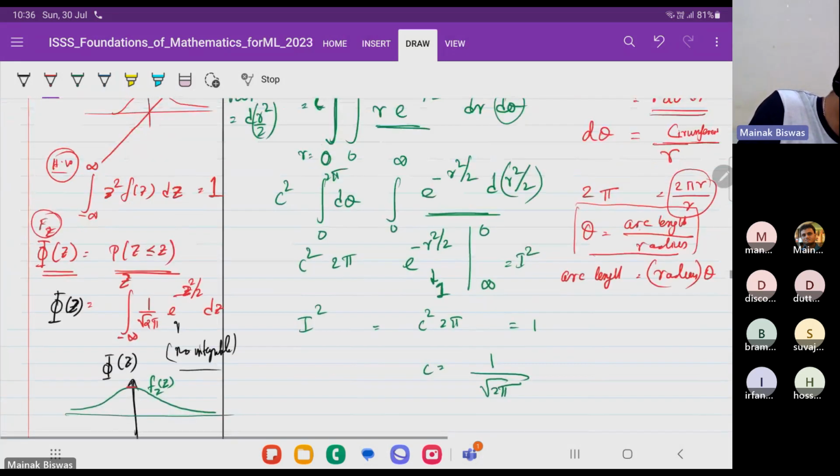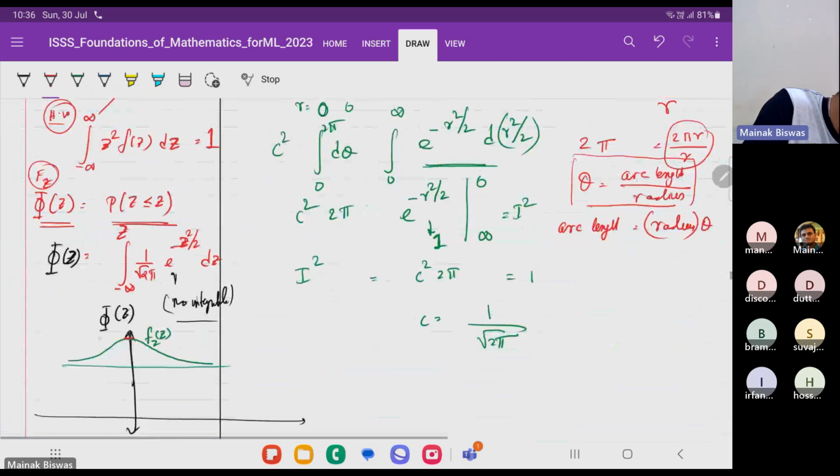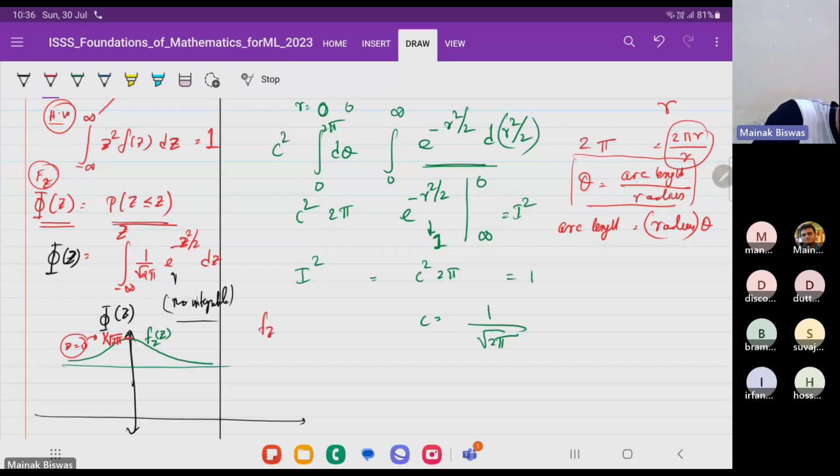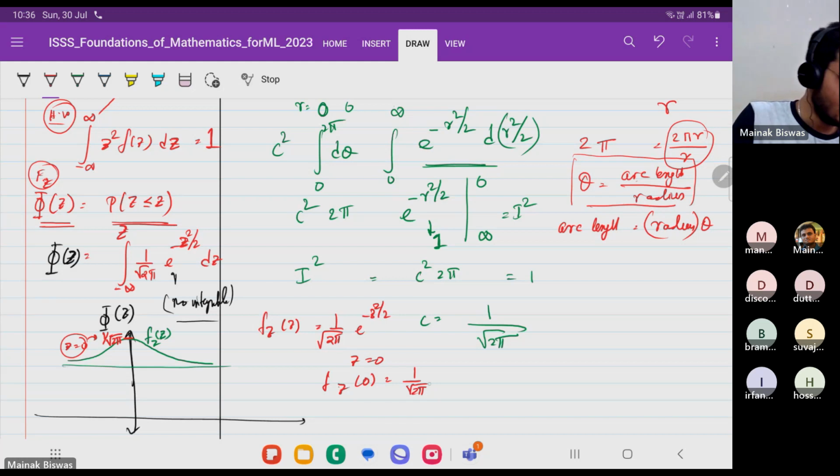So what is the maximum value of the PDF at 0? It is 1 by root 2 pi, right? At z equal to 0, the height is 1 by root 2 pi. For f of z equal to 1 by root 2 pi e to the power minus z square by 2, at z equal to 0, f of 0 is equal to 1 by root 2 pi, right?